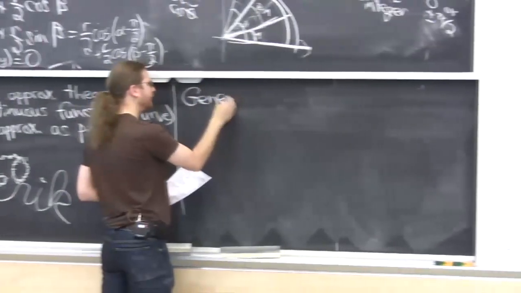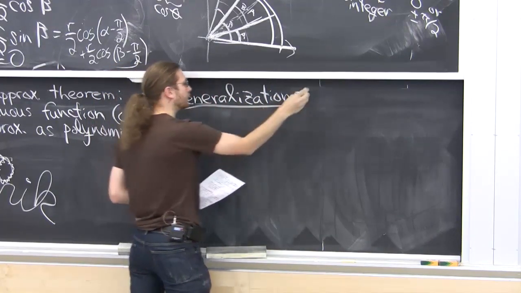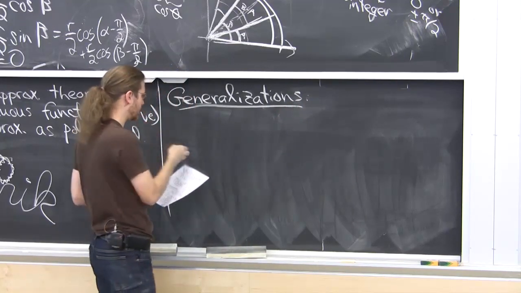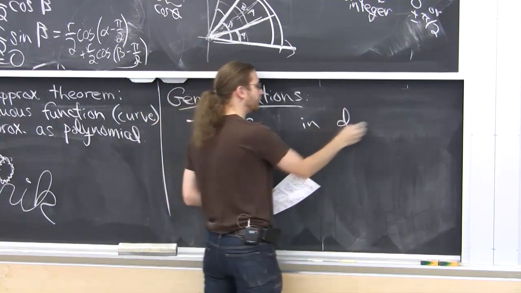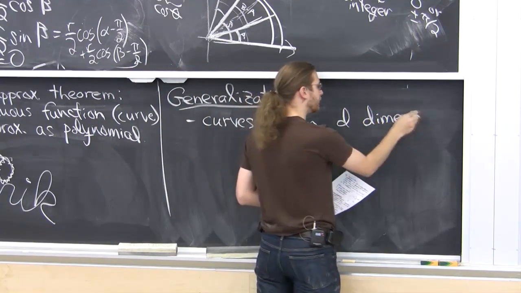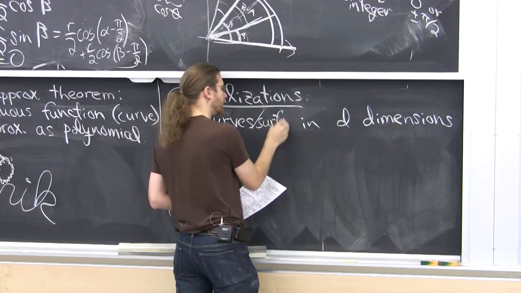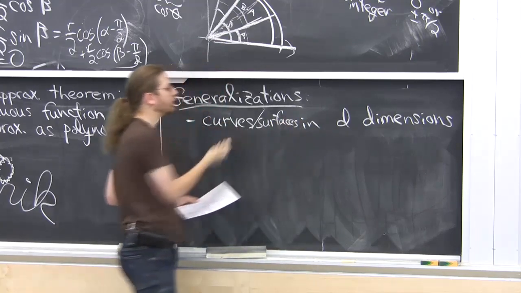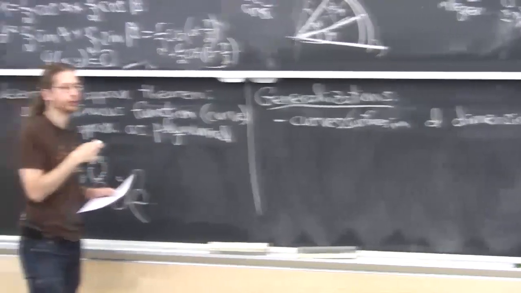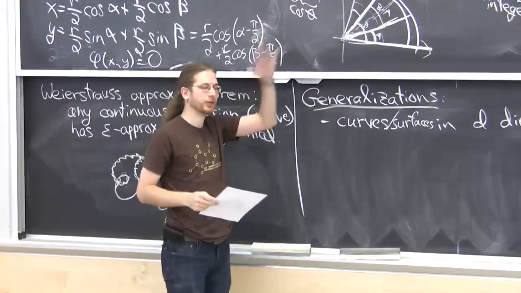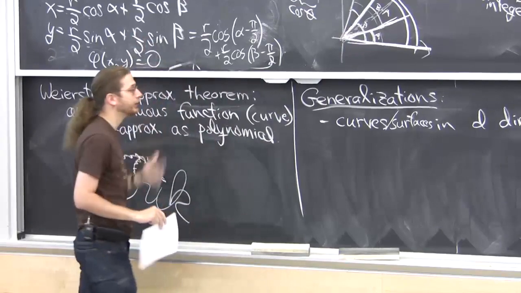Some generalizations. All right, you can do curves in d dimensions. We talked about 2 dimensions. You can generalize that. You can also do surfaces in d dimensions. Basically, if you want to specify a curve in 3 dimensions, you need 2 equations to constrain it down to a 1-dimensional thing. Generally, you start with d dimensions, and you can remove however many dimensions you want. You'll get some subsurface in there. You just add a bunch of polynomial constraints. You can do that.